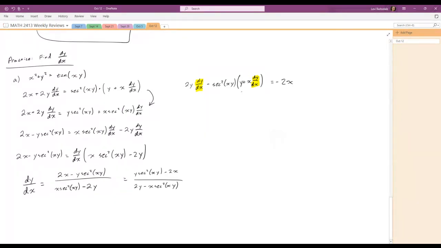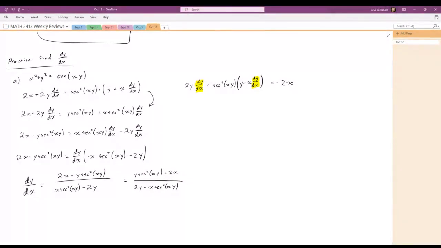So for example, from here, you could distribute now and then just move secant squared xy times y back over. Yeah, factoring right here is not allowed. So that is one thing you need to be careful of. But good question.